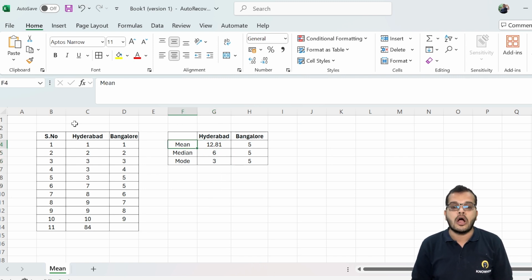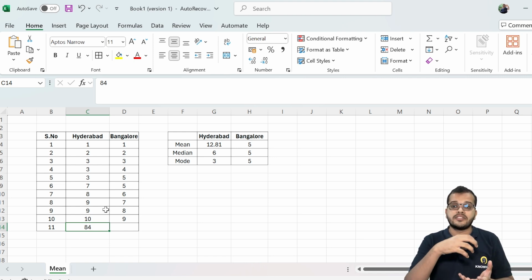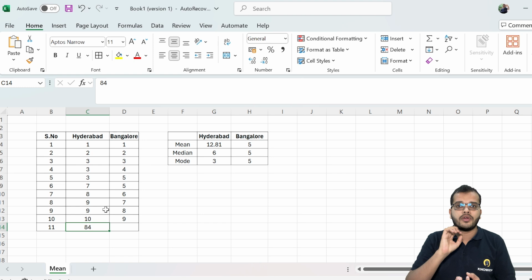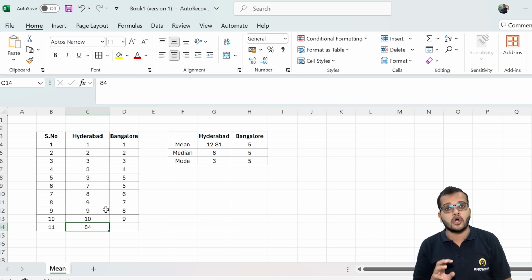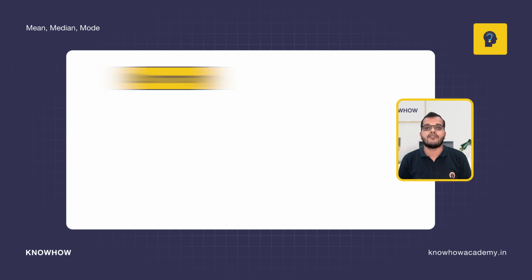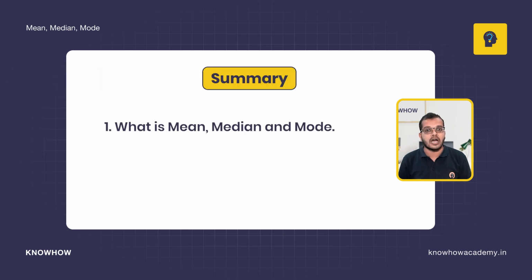As you can see, out of all these 10 serial numbers or 10 businesses, the last one I'm getting is 84, which is high. That's where my business is leading a bit higher in Hyderabad when compared to Bangalore. We can make this kind of conclusions or decisions when we use mean, median and mode in our calculations. So in this video, we have learned what mean, median and mode are and how to calculate them using the data.